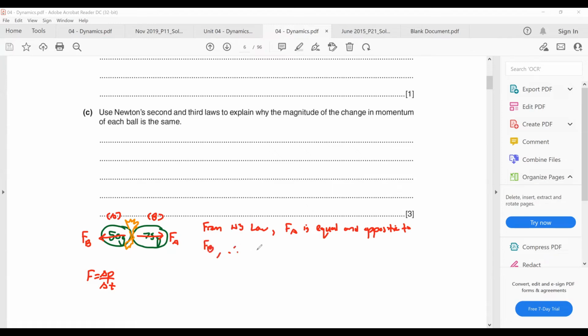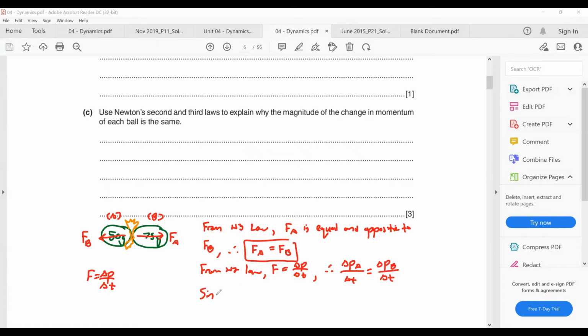Therefore, FA equals FB. And then after that, from Newton's second law, F is equal to rate of change of momentum. Therefore, if I look back at FA equals FB, this will tell me that change in momentum of A divided by the time is equal to change in momentum of B divided by the time.